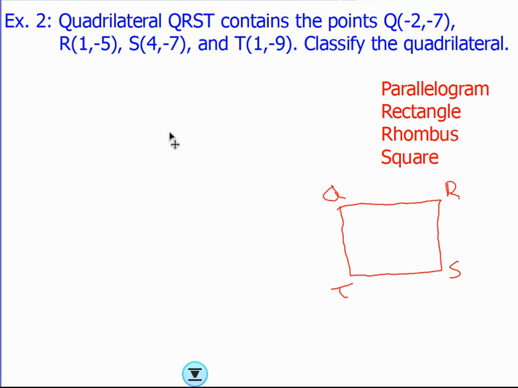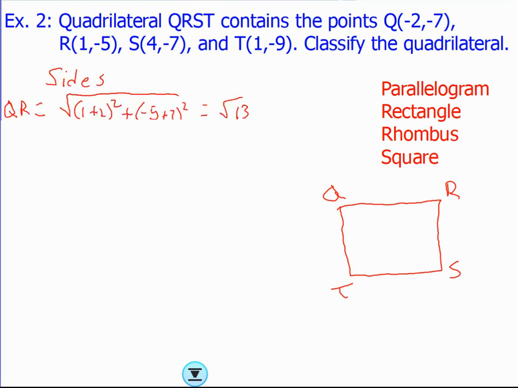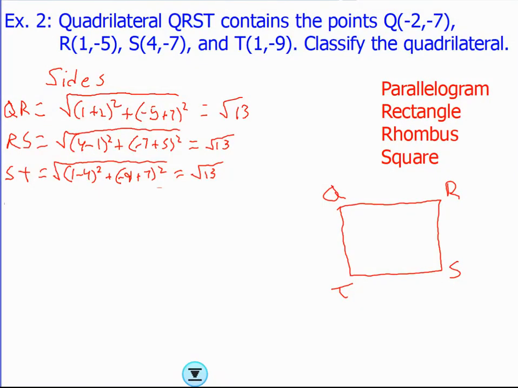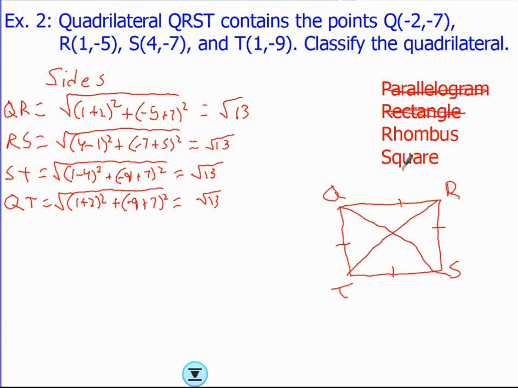Starting with the sides, QR is square root of 13. RS ends up being square root of 13. ST ends up being square root of 13. And QT ends up being square root of 13. So all 4 sides are congruent, and because of that, I know that this is either a rhombus or a square. To determine which one, I need to find the lengths of my diagonals. If my diagonals are congruent, then it's a square. If my diagonals are not congruent, then it's a rhombus.